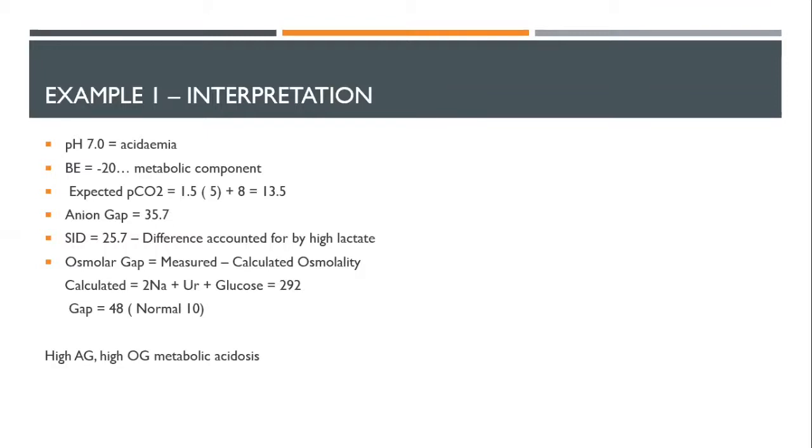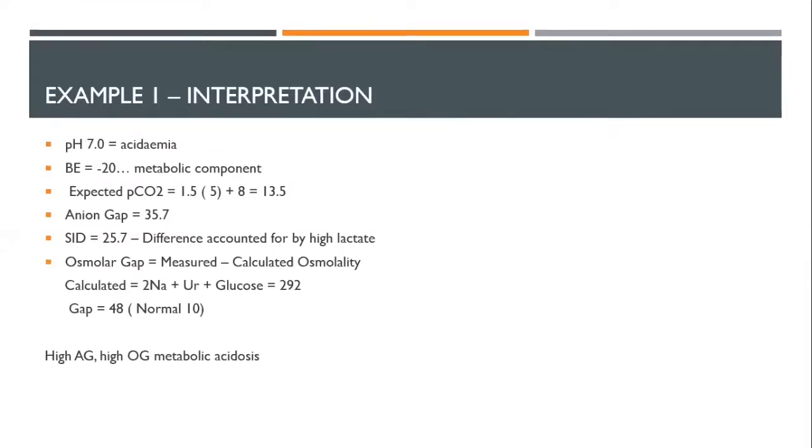So your osmolality is calculated as being 2 times your sodium plus your urea plus glucose. And the normal gap is about 10. And the gap in this case is 48. So that's elevated. So that means that there's an osmol that's not accounted for.